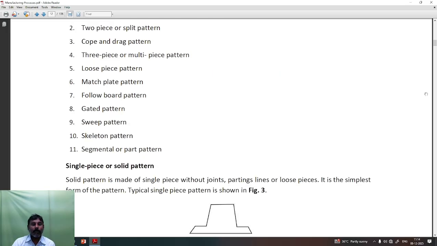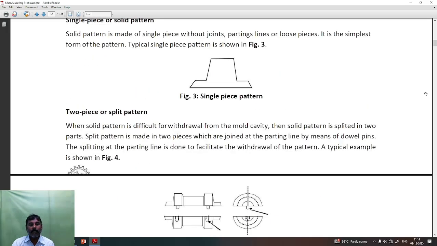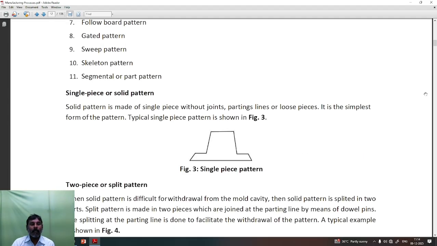So single piece pattern or solid working pattern: a solid pattern is made of a single piece without joint, parting line or loose piece. It is the simplest form of the pattern. So, typical single piece patterns.